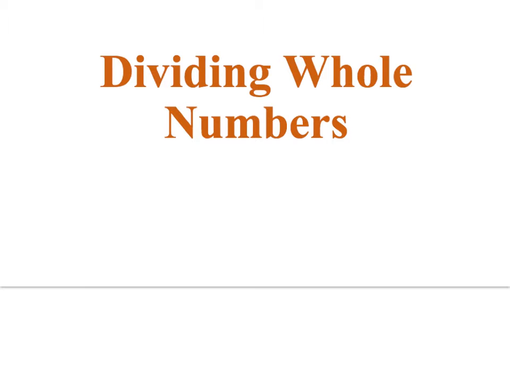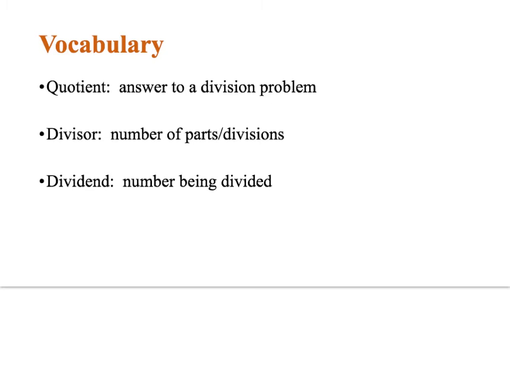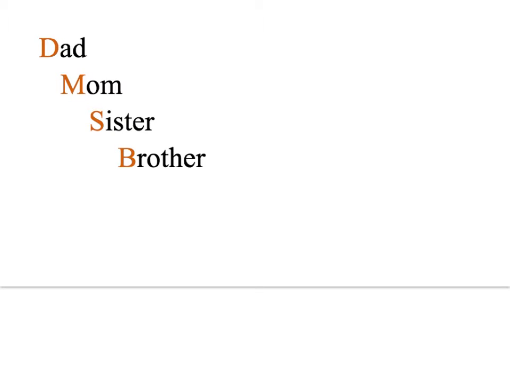Dividing whole numbers. Key vocabulary: quotient is the answer to a division problem. Divisor is the number of parts or divisions, and the dividend is the number being divided. So if I had the example 36 divided by 6, 6 would be the divisor because it's the number of parts or groups that we are trying to create, and then the dividend is the number that we are chopping up.